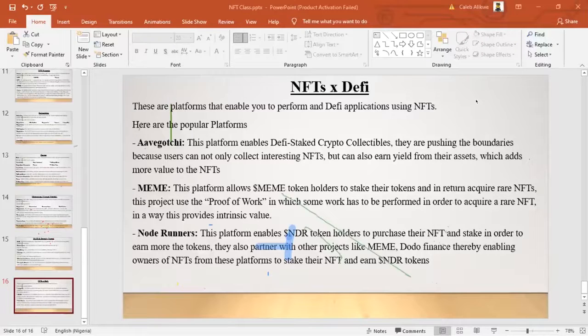I want to tokenize it on the blockchain. Thank you. Yeah, thank you for that. Now, another question: how many NDR do you need to purchase the NFTs in the NDR ecosystem? Someone asked that as well.